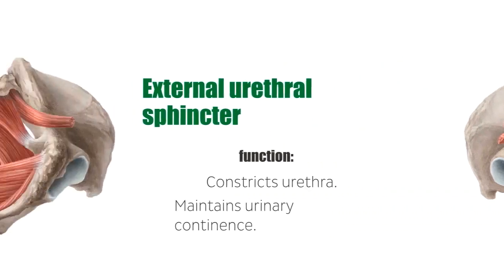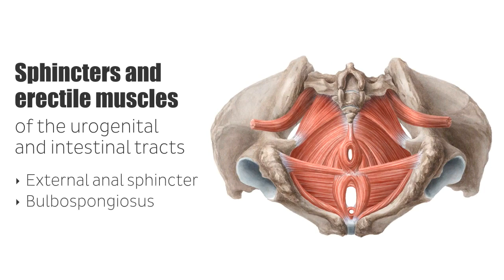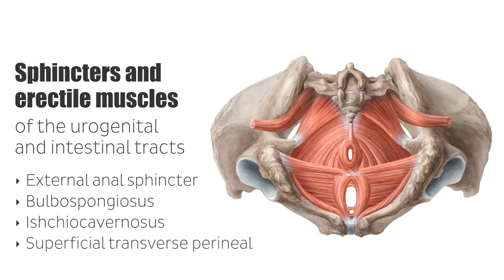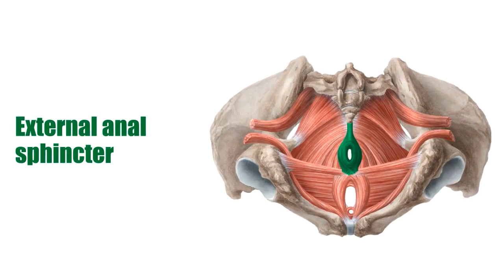We're moving on to the last list of muscles, which are then considered muscles or sphincters and erectile muscles of the urogenital and intestinal tracts. The list includes the external anal sphincter, the bulbospongiosus, the ischiocavernosus, and the superficial transverse perineal muscle. Let's start off with the very first muscle that you see here highlighted in green, the external anal sphincter.